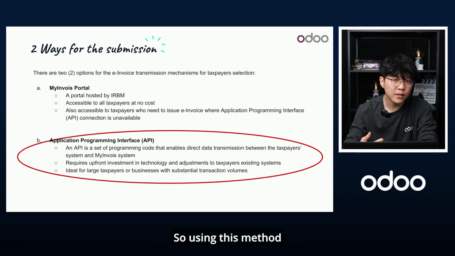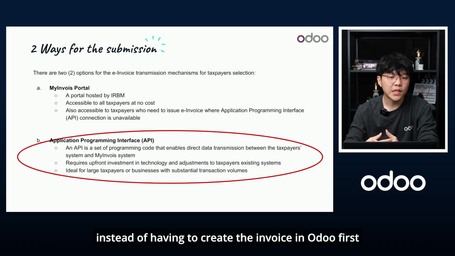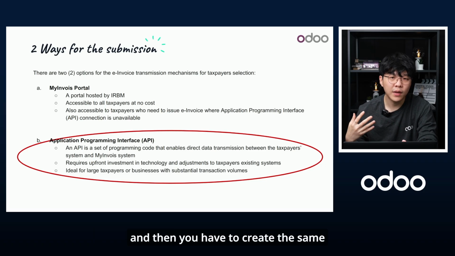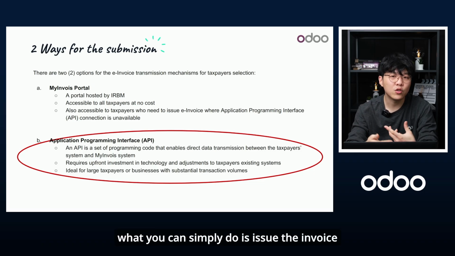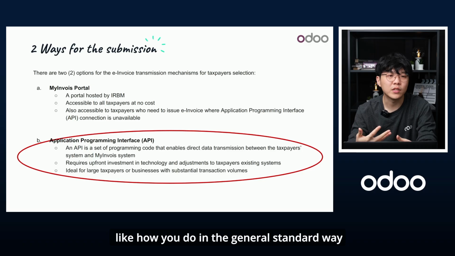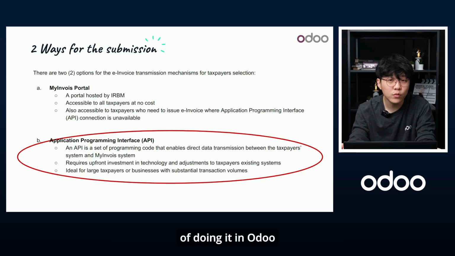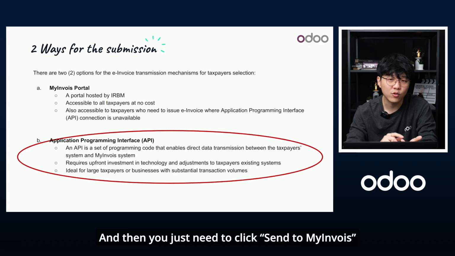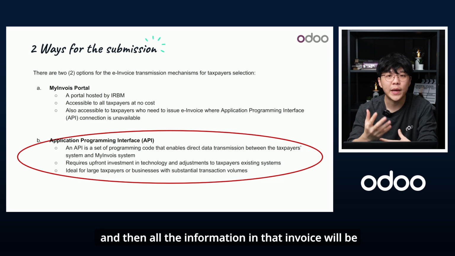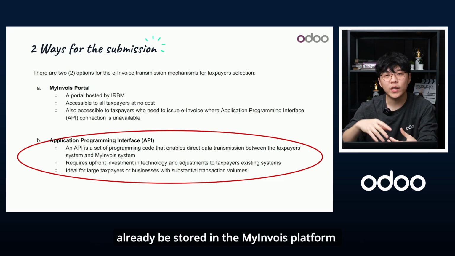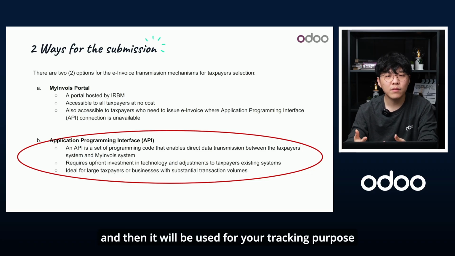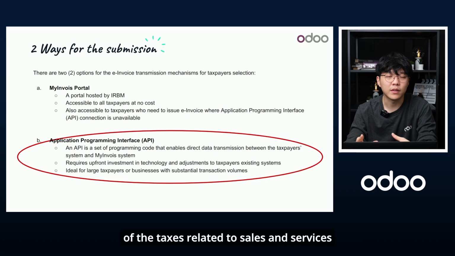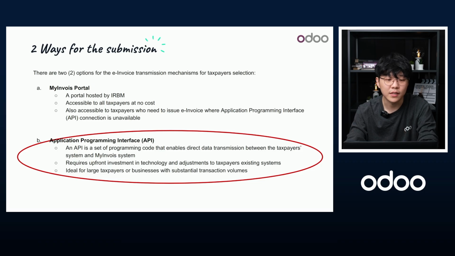So using this method, instead of having to create the invoice in Odoo first and then create the same information in the platform, what you can simply do is issue the invoice like how you do in the general standard way of doing it in Odoo, and then you just need to click send to MyInvoice. Then all the information in that invoice will already be stored in the MyInvoice platform and submitted to the government, and it will be used for your tracking purposes of the taxes related to sales and services.